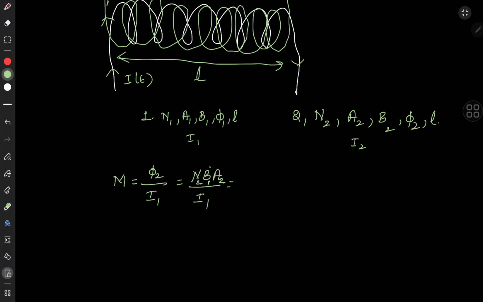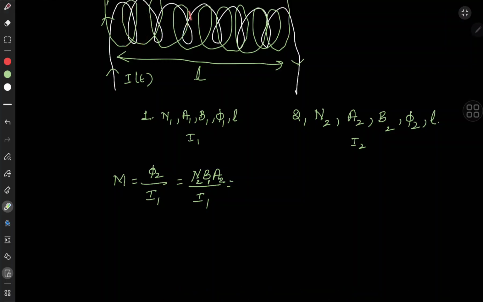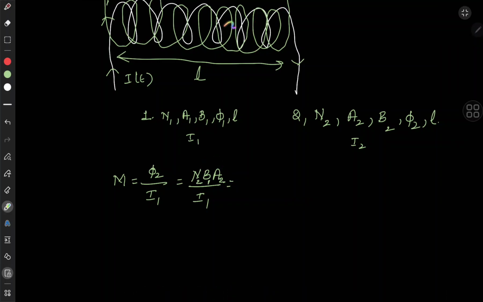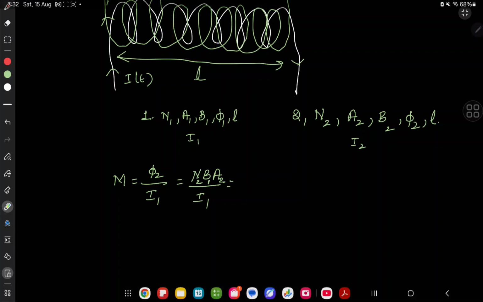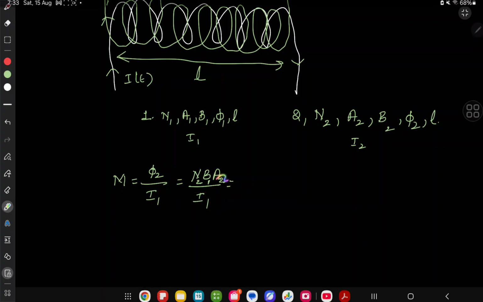And remember, what to consider is very, very important. Whenever we take flux phi2, that means we have to take the flux linked to the secondary coil. Flux linked to the secondary coil means what? Magnetic field produced by the first coil, this is B1, and the area of which coil? Secondary coil. And the number of turns of which coil? Number of turns of the secondary coil only we have to consider, divided by the current I1 flowing in the first coil. So this is going to be the equation.